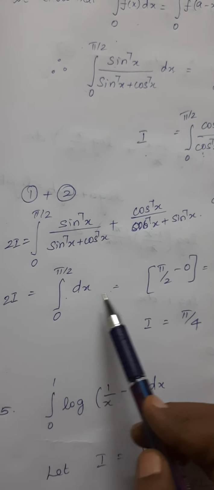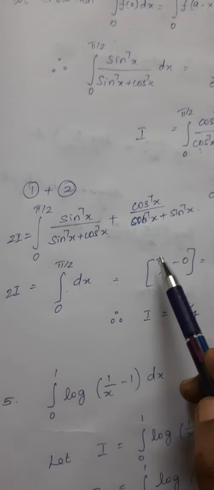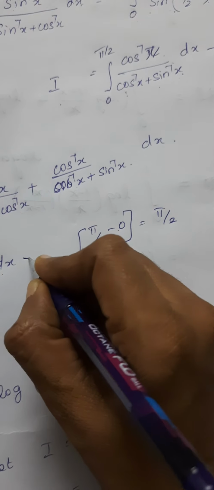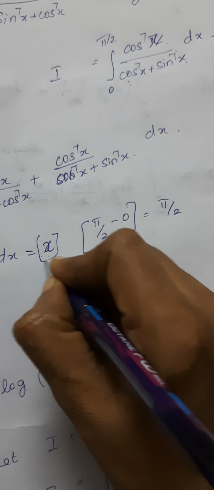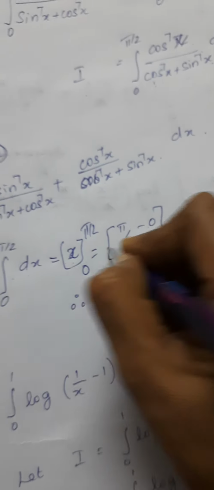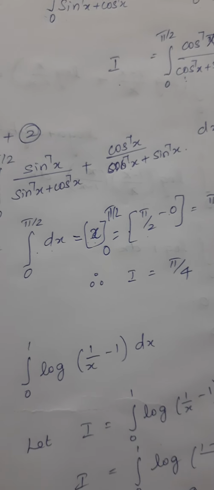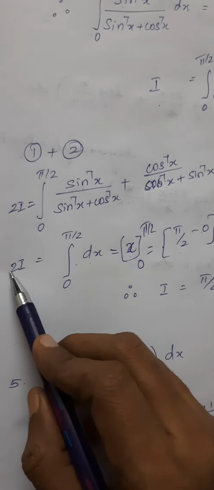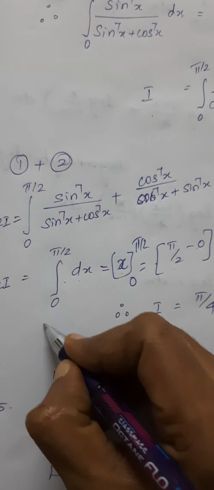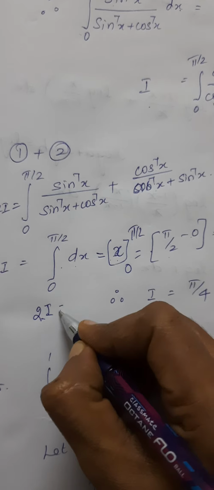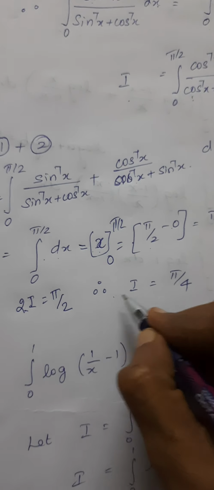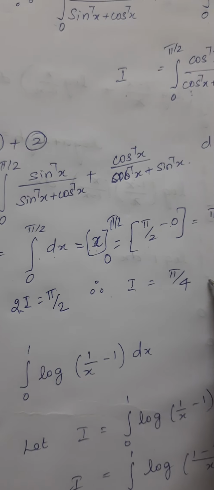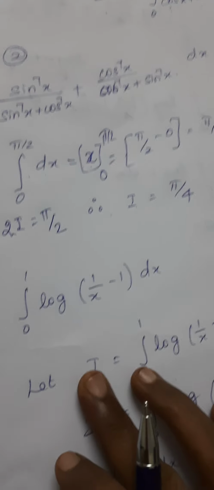If you integrate this, you get x, that is, pi by 2 minus 0. If you integrate this, the value you get is x. That is equal to upper limit minus lower limit, pi by 2 minus 0, which is equal to pi by 2. But 2I is equal to pi by 2. Then therefore I is equal to pi by 4. This is the answer for this. So I hope you all would have understood this.